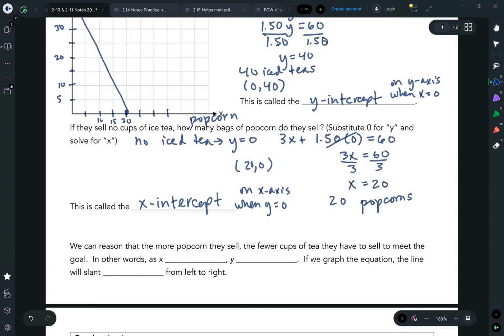We can reason the more popcorn they sell, the fewer cups of tea they have to sell to make the goal. In other words, as x increases, y decreases. If we graph the equation, the line will slant down from left to right.